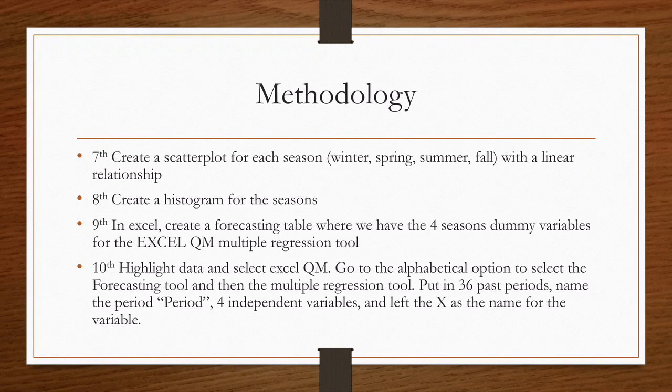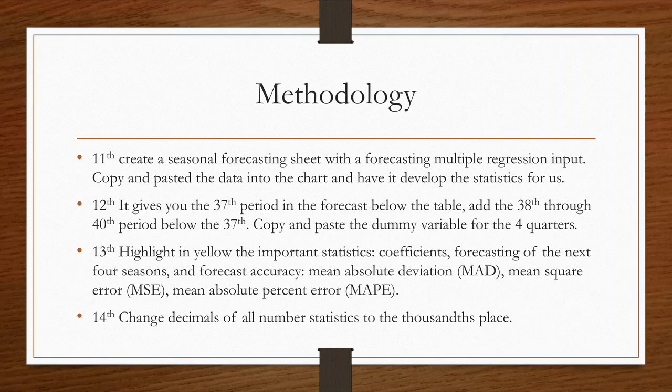Ninth, in Excel, create a forecasting table where we have the 4 seasons dummy variables for the Excel QM multiple regression tool. 10th, highlight data and select Excel QM. Go to the alphabetical option to select the forecasting tool and the multiple regression tool. Put in 36 past periods, name the period, 4 independent variables, and left the X as the name for the variable. 11th, create a seasonal forecasting sheet with a forecasting multiple regression input.